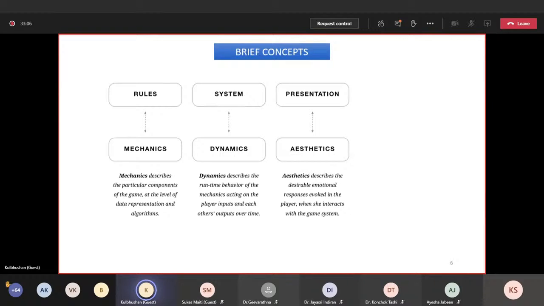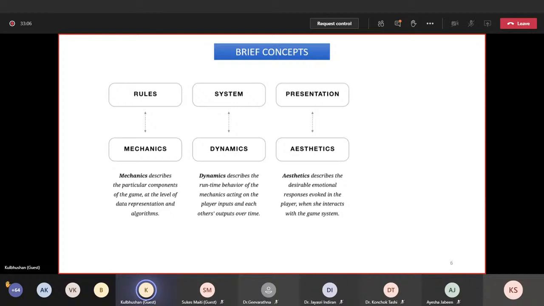Mechanics describe the particular components of the game at the level of data representation and algorithm. Since gamification is derived from the computer games, I'll talk about the computer games and the gamified application side by side. In the computer games, the score, points, badges, leaderboards, and the algorithms, all the hard-coded values, those all fall under the game mechanics. Any game designer can play with the game mechanics while designing the different game levels. In any gamified application or activity, if we want to increase the engagement, we try to introduce some game mechanics into that activity. For example, attaching points or the scores which user can earn, that is a game mechanic.